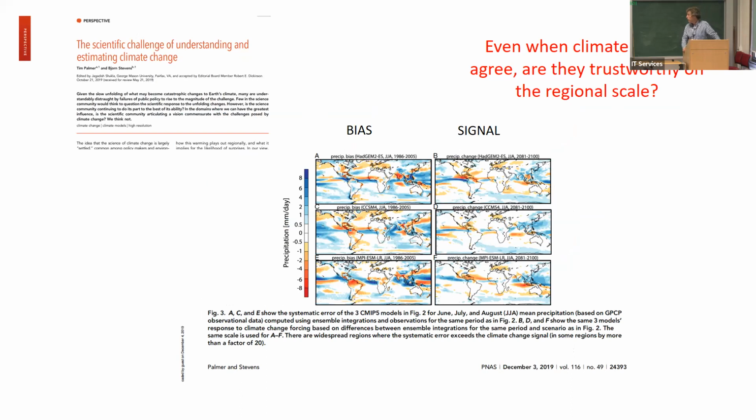We published in PNAS. And the figure there is comparing the bias in the CMIP models on the left-hand side in terms of precipitation for three of what are considered to be the top, the most trustworthy of the CMIP models. And on the right-hand column is the kind of signal in terms of precipitation between the end of this century and the present day. So it's the climate change signal. And what you can see is that the bias is actually typically larger than the signal.